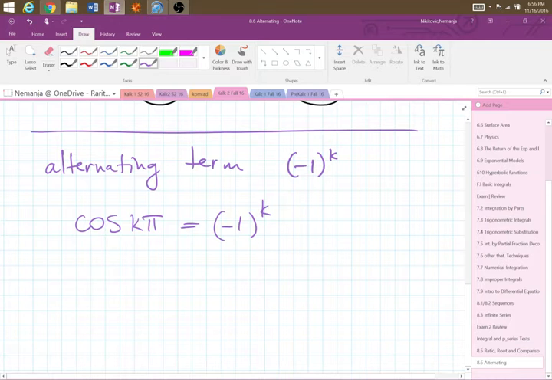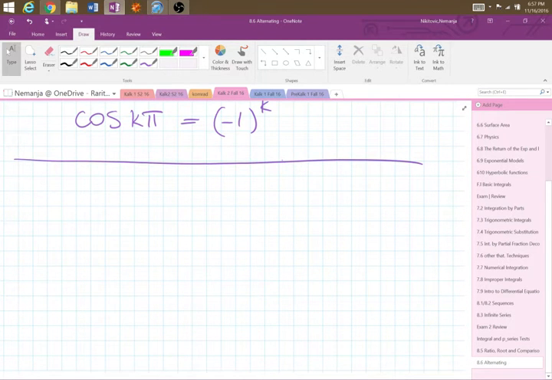You can do also sine of k pi over 2, right? That would work. But cosine k pi, I see it around, and you should be seeing it on your homework online. So if you see cosine k pi, know that that's this, and you have to use it. Cool.